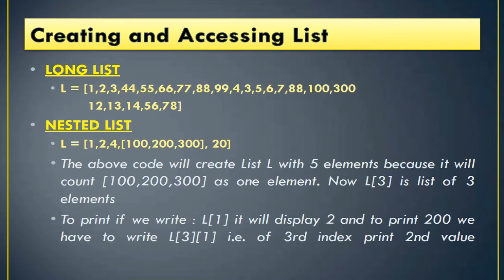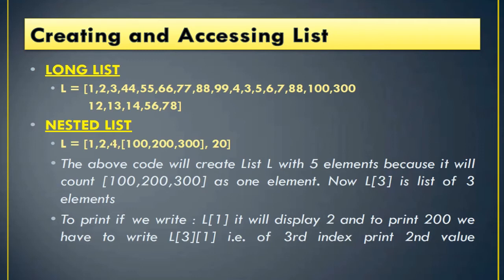The above code will create list L with 5 elements, because it counts 100, 200, 300 as one element. Now L[3] is the list, the fourth element. To print, if we write L[1], it will display 2. To print 200, we have to write L[3][1]. L[3][1] means the first index is L[3], then the second index is 1.